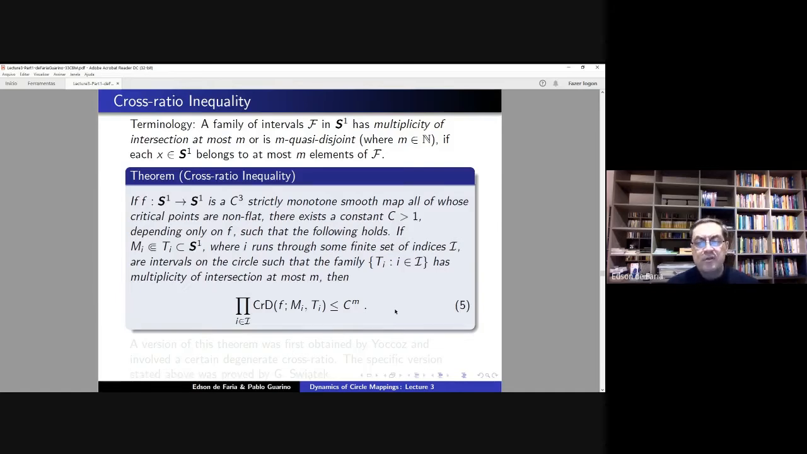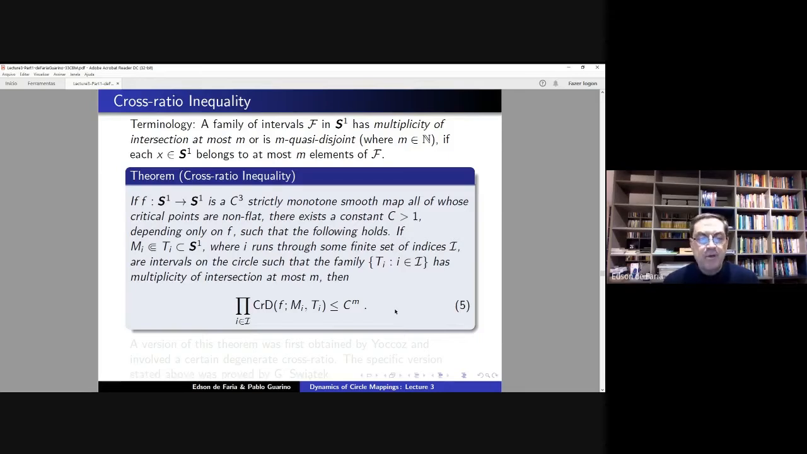the following holds. There exists a constant that depends only on the map, for which if you take a family of intervals, T sub i, which has multiplicity of intersection at most m. So what does that mean? That means that every point on the circle belongs to at most m intervals of this collection. We also sometimes say that the collection is m quasi-disjoint. So this family of intervals is m quasi-disjoint for some m. So every point on the circle belongs to at most m elements of this family.